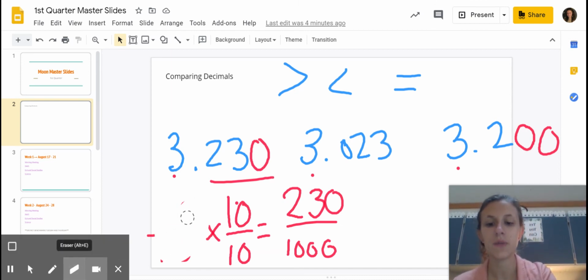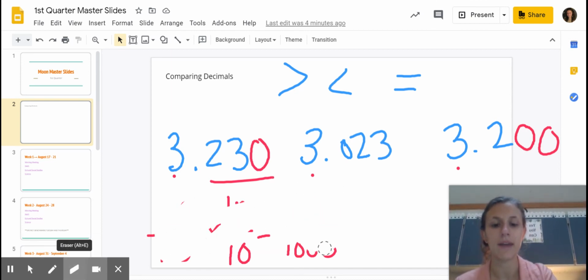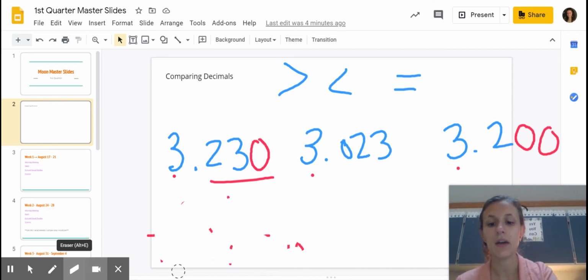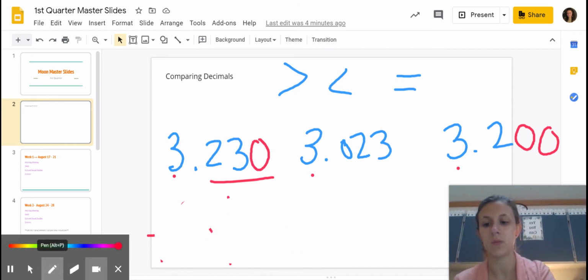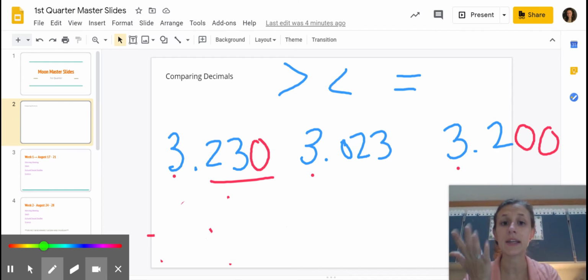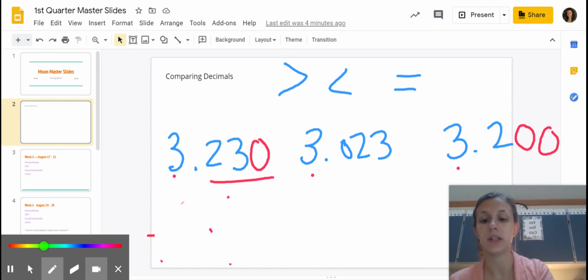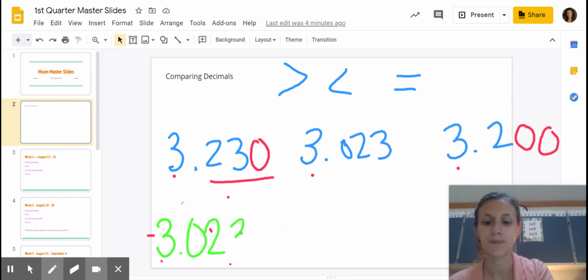All right, so now that we've made sure that all of them have the same place value, it's very easy to determine which one has the least value, because we can look at them like regular integers. 230, 23, or 200. Well, obviously 23 has the least value. So let's put that one first.